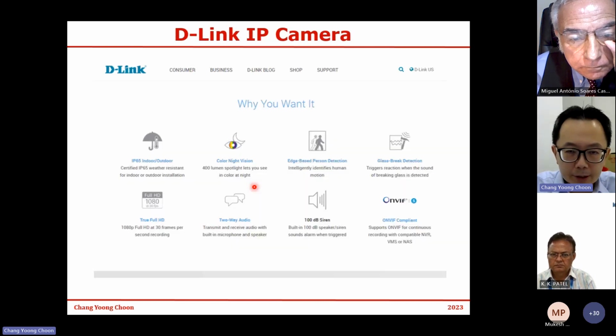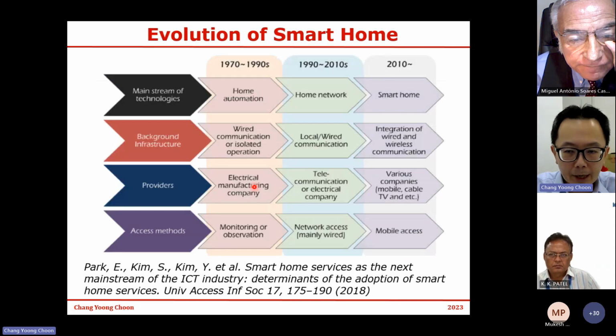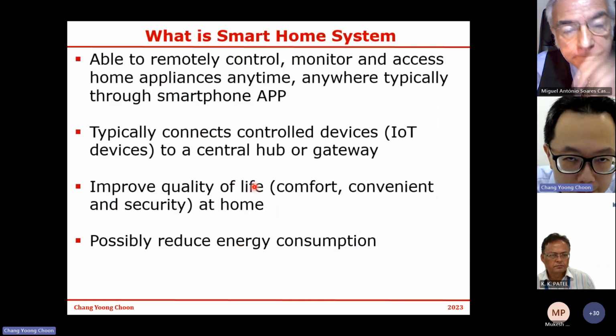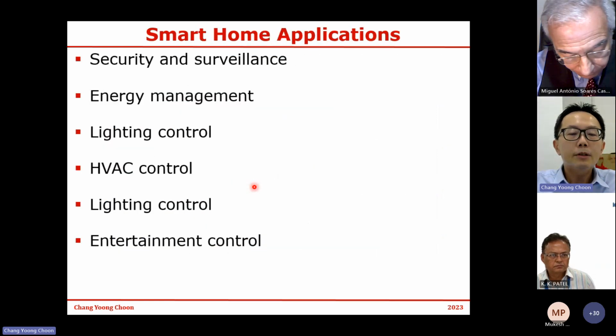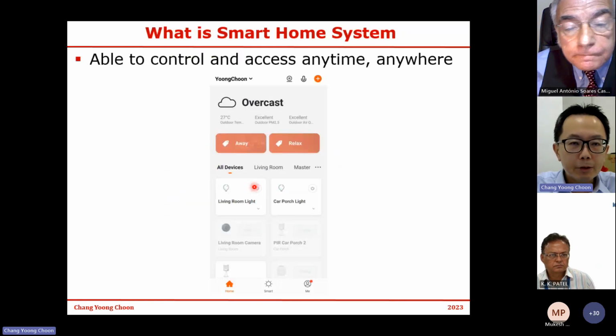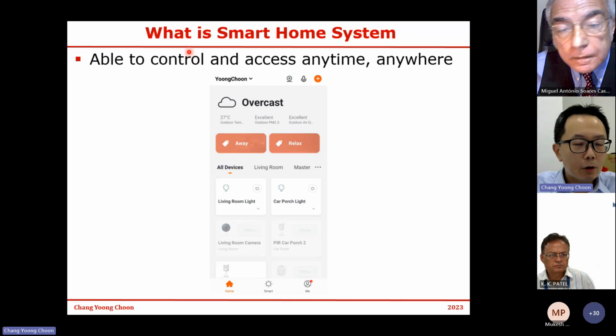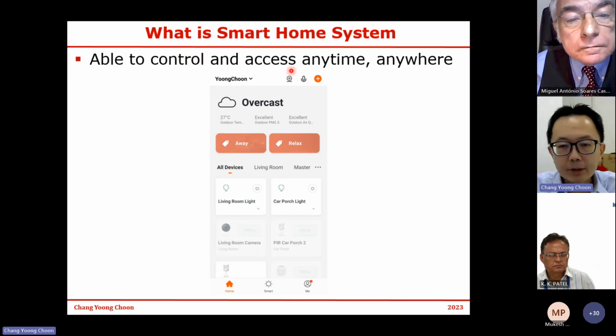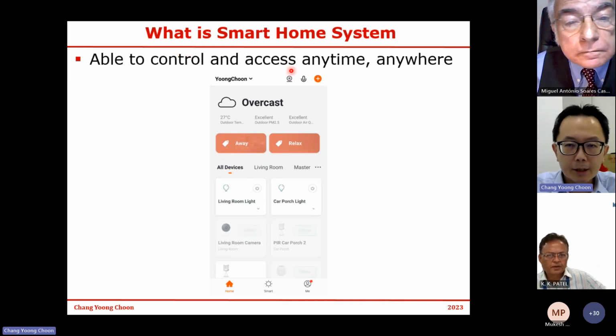So the trend now is that more and more smart home systems, for example the IP camera, start to incorporate artificial intelligence into the smart home. Smart home, again, is not new. We can control the devices anytime, anywhere.